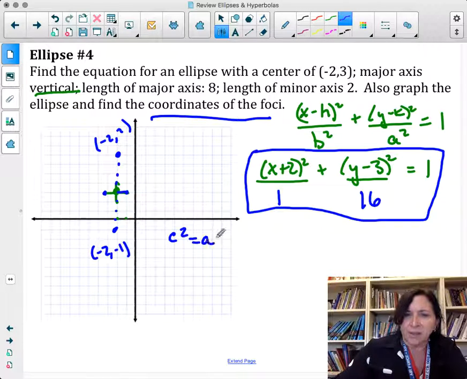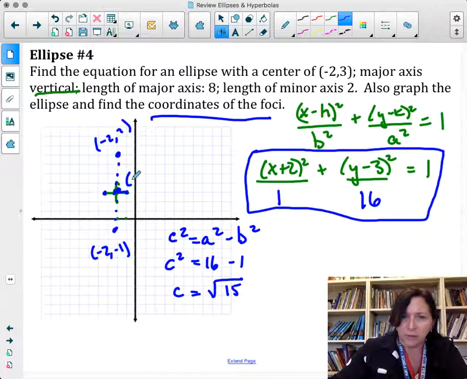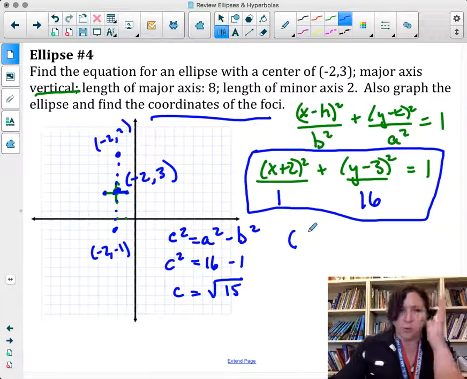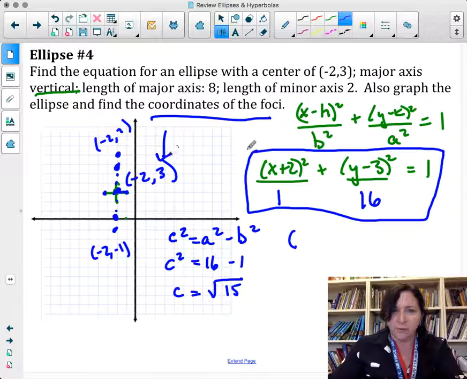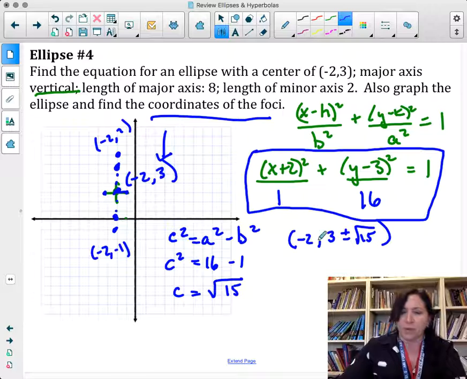So we're going to go c squared is equal to a squared minus b squared. C squared is equal to, a being bigger, 16 minus 1. So c is equal to the square root of 15. Let's see, 16 minus 1. Yeah. And so therefore, this point right here, which is my center, I always say to write the center down, which is -2, +3. So my focal points are going to be, because they're on the vertical axis, around here and here. Being vertical, I'm going to add my c to my y-coordinate. So it's going to be -2, 3 plus or minus the square root of 15. And so those are my focal points.